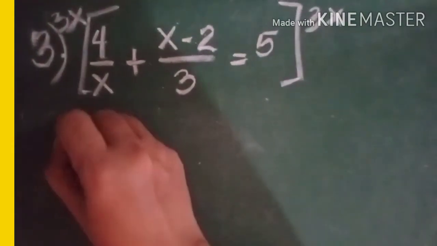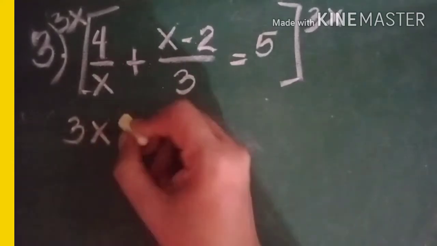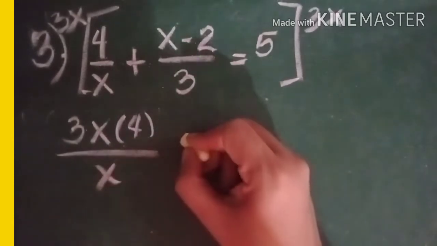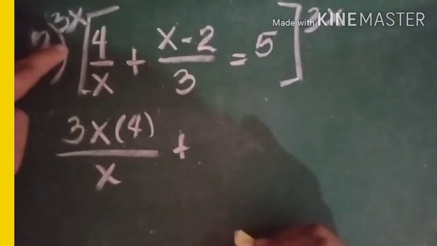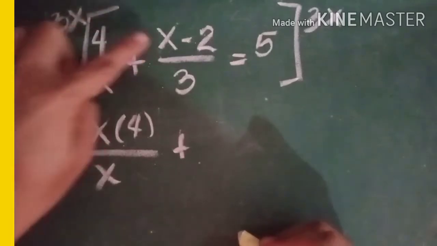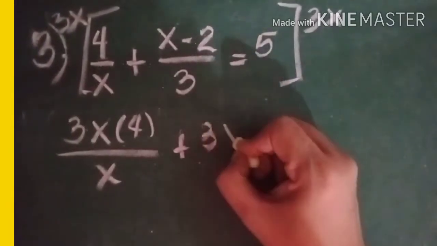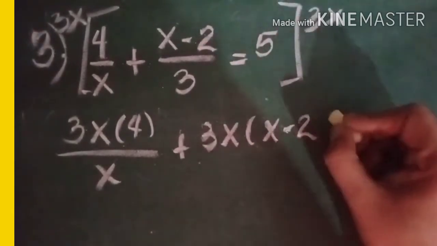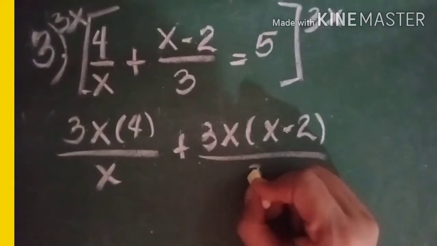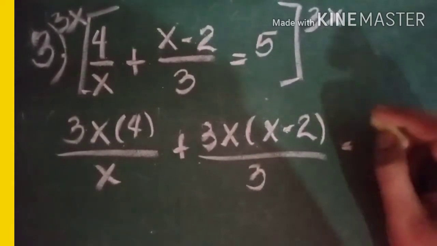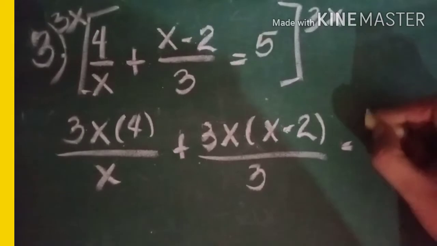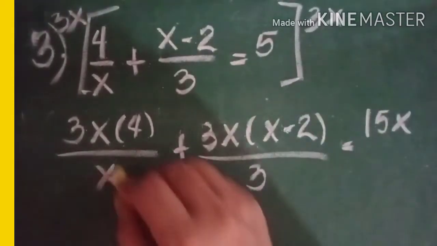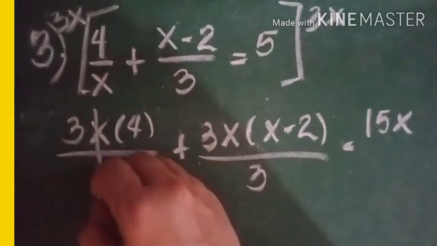And then, 3x times natin sa numerator na 4 over x plus 3x times natin sa numerator na x minus 2. So, we have now 3x times x minus 2 over 3. Then, equals yung 3x times natin sa 5. So, 3 times 5 is 15. So, 15x. Then simplify natin.